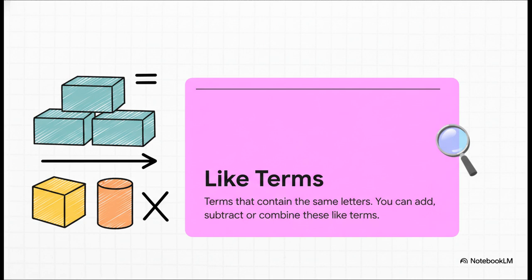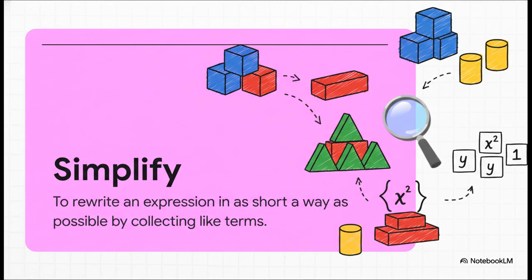Basically, 2x and 3x, those are like terms. They're both our red bricks. But 3x and 2y? Nope. Those are not like terms. That's a red brick and a blue brick. And that whole process of tidying things up, that's what we call simplifying. So when a math problem says simplify, all it's really asking is, hey, can you clean this up for me? And the way you do that is by gathering up all your matching bricks, collecting the like terms.